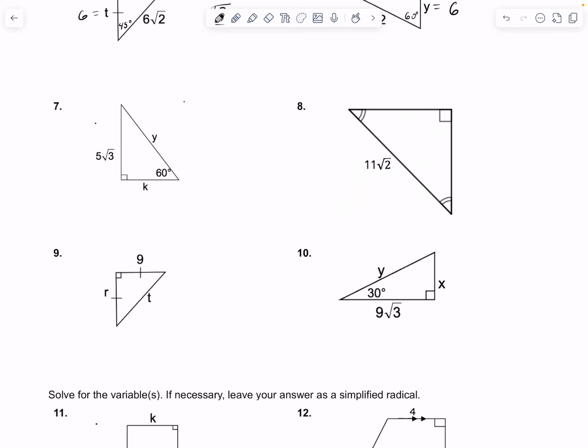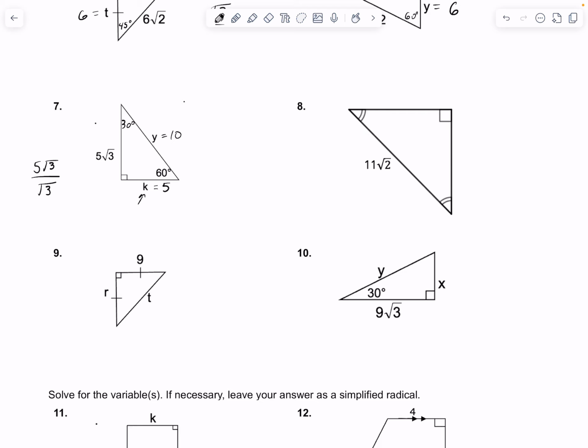Let's go to 7. Number 7, they're giving us across from the 60-degree angle. So I'm going to find k first, that smallest one, by doing my 5 root 3 divided by the square root of 3, which would be k is 5. And then finding the hypotenuse, I'm going to double that smallest one, right? The one that's across from 30 degrees to get y is 10.